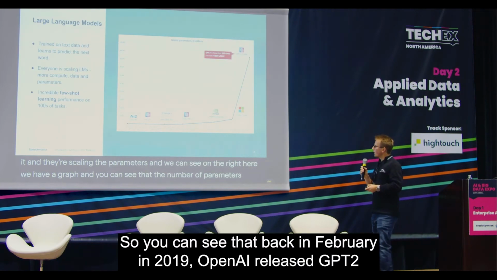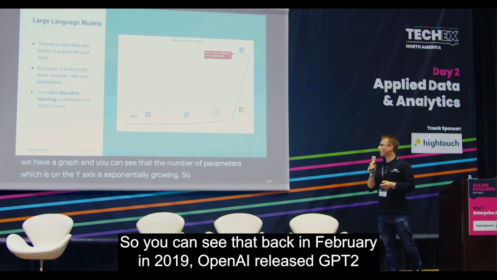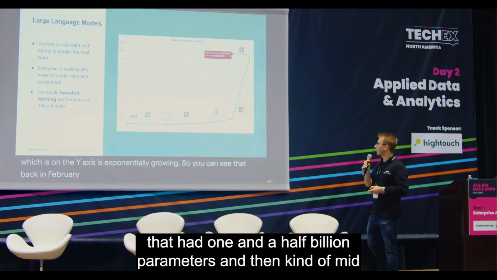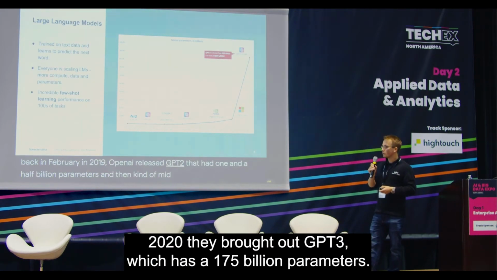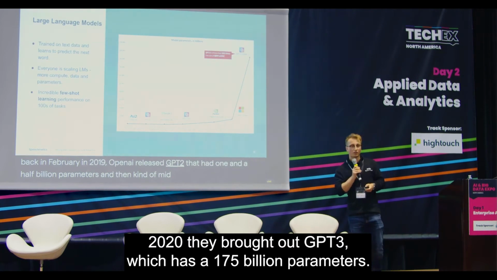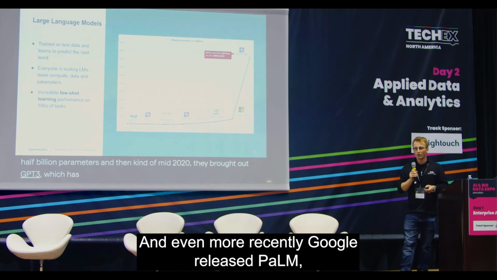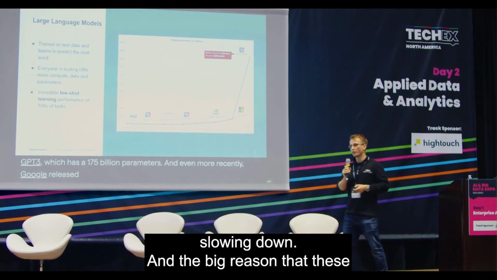You can see that back in February 2019, OpenAI released GPT-2. That had 1.5 billion parameters. And then mid-2020, they brought out GPT-3, which has 175 billion parameters. And even more recently, Google released PaLM, which has 540 billion parameters. So these things just aren't slowing down.